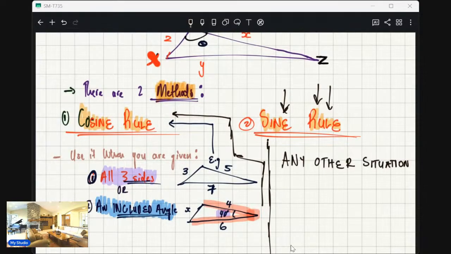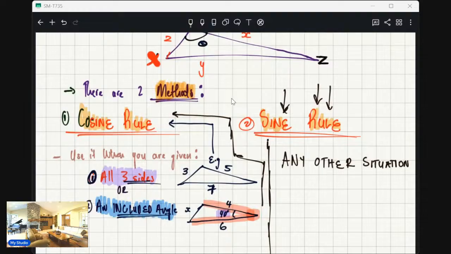So now we have two methods. We have to choose one, right? How do we choose one? We look at our triangle and check what is given. Do we have all three sides? If we have all three sides in that triangle, then we use the cosine rule. Are we together? If you see there are no three sides, I have only two sides or only one side, then check the second thing.